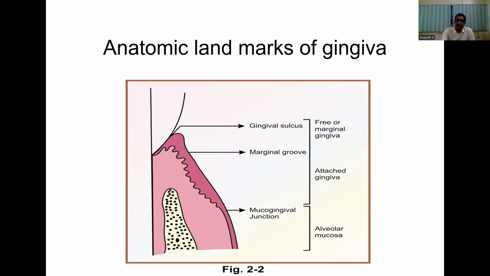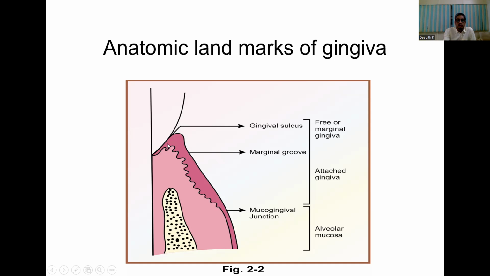Other methods are Schiller's potassium iodide test, the tension test, and the roll test. These are also used to measure the width of attached gingiva. This is the anatomical landmark of the gingiva. See the gingival sulcus, which is separated.